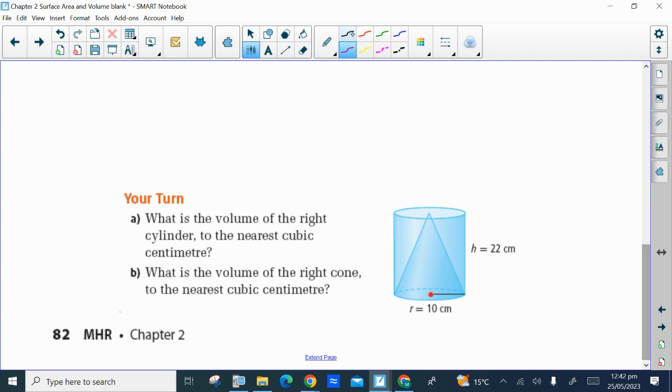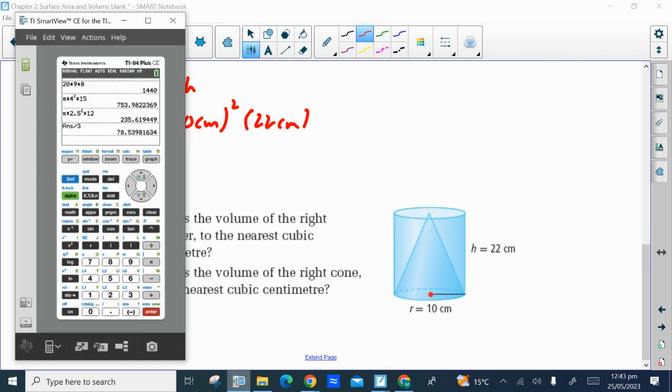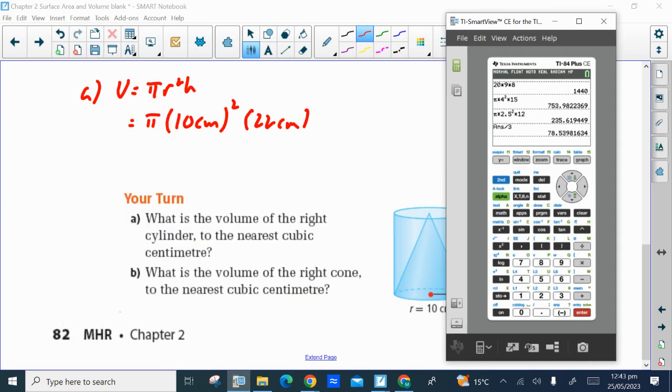All right, so for the your turn at the bottom, again we want to find first the volume of the cylinder. Formula is pi r squared h. In this case, you're given the radius, not the diameter. R would be 10, and h, the height, is 22. And this one we want to do to the nearest cubic centimeter. So it's pi times 10 squared times 22.